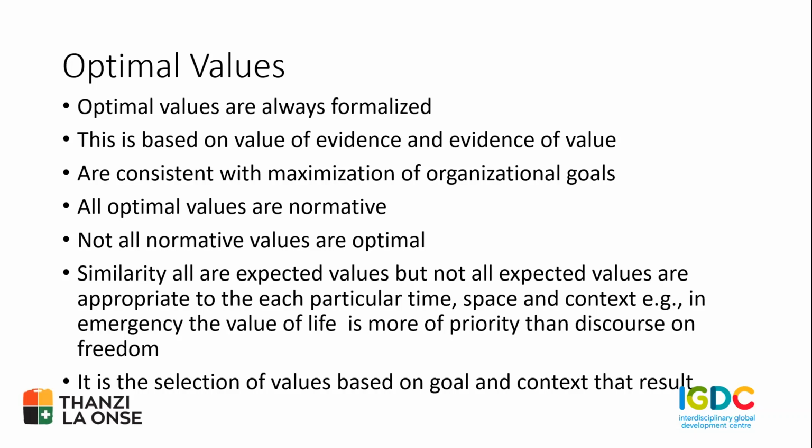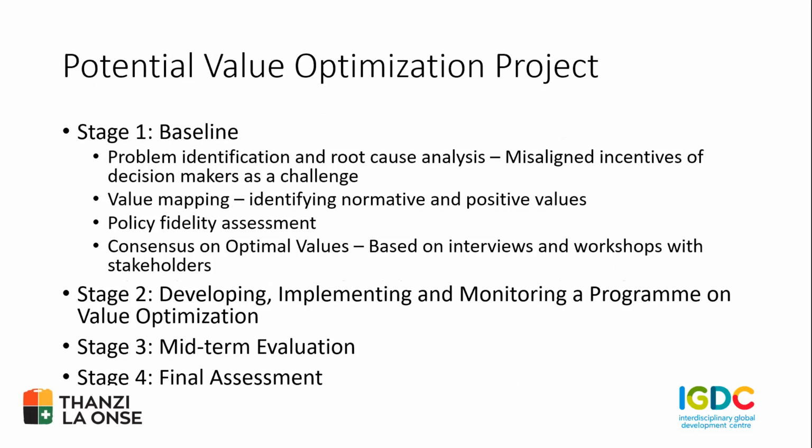That's why this process, which is being done, coming up with the value sets, has to be done jointly together with policymakers who can decide which ones they want to adopt. The potential value optimization project: the first level is looking at problem identification and root cause analysis. We wanted to see why the value sets at different levels are misaligned. Second, I would like to map out the identification of normative and the positive, which we call actual values. And the third is a fidelity assessment. Fidelity assessment is to look at whether the normative and the positive are aligned or misaligned. And then the consensus, through a workshop where we will look at the optimal values which have been presented by the first speaker.